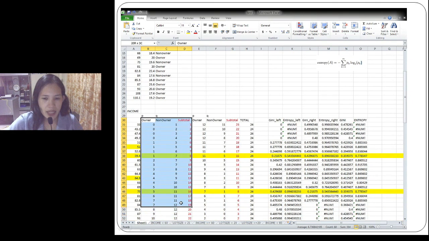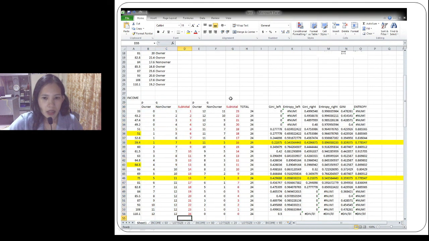This is the left side. Then we compute the GINI using the formula 1 minus the number of owners divided by the subtotal of the left, then squared, so we have an exponent 2, minus the number of non-owners divided by the subtotal, then squared. So the GINI left here is 0.